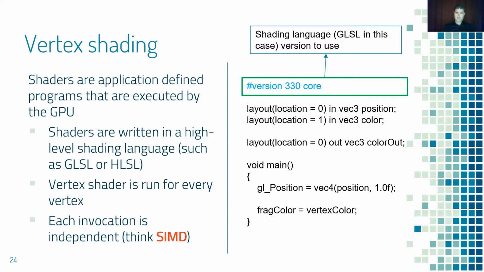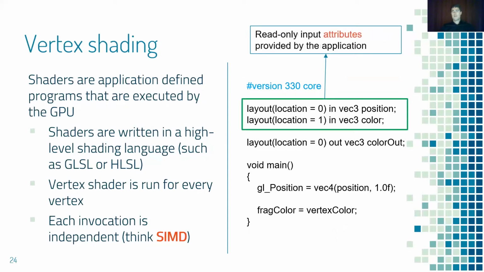It's important to know that each of these invocations of the vertex shader is independent. So remember SIMD, there is some set of operations that run on many different elements. This is essentially that. On the right part of the slide is a simple shader. On top of the shader, there is a pragma that defines the version of the shading language to use. This is an indication to the compiler how to compile this shader, which features it can use, and so on.